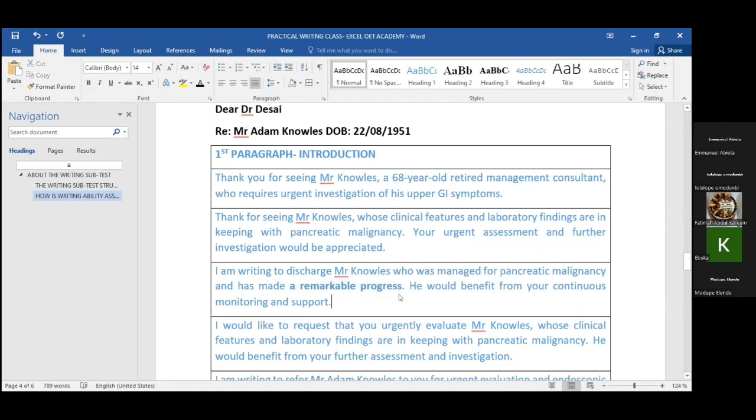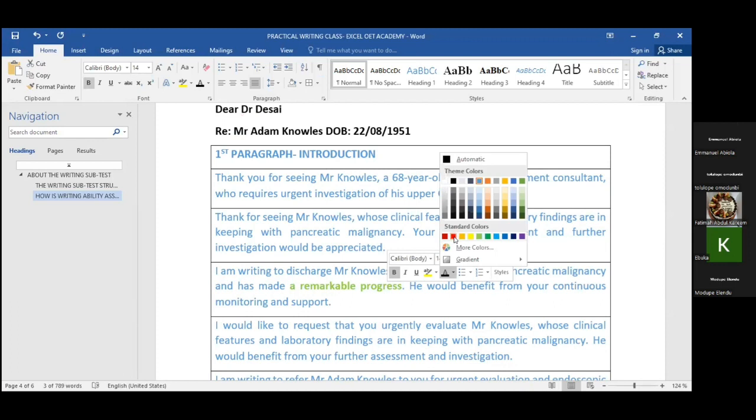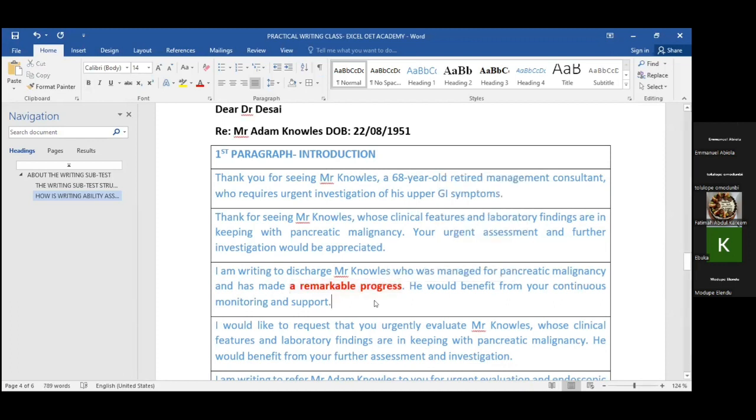Yes, sir. All right. So now I'm trying to highlight this. I want to show you some background information. Now remember, I'm just giving you an example of how the discharge letter can be.